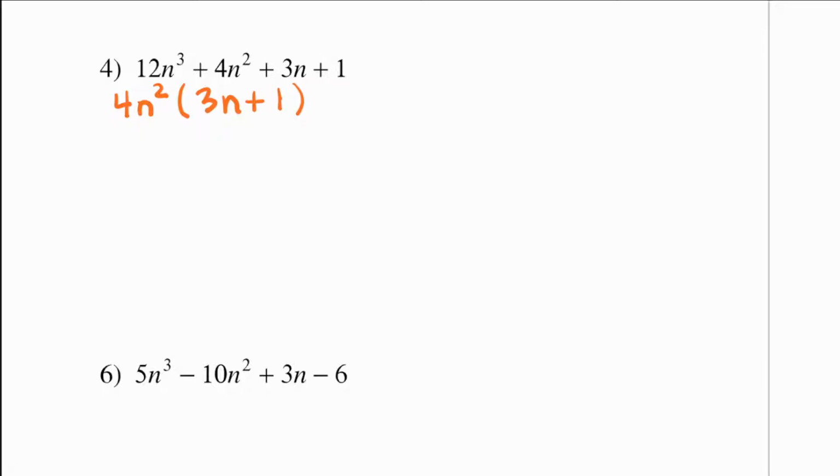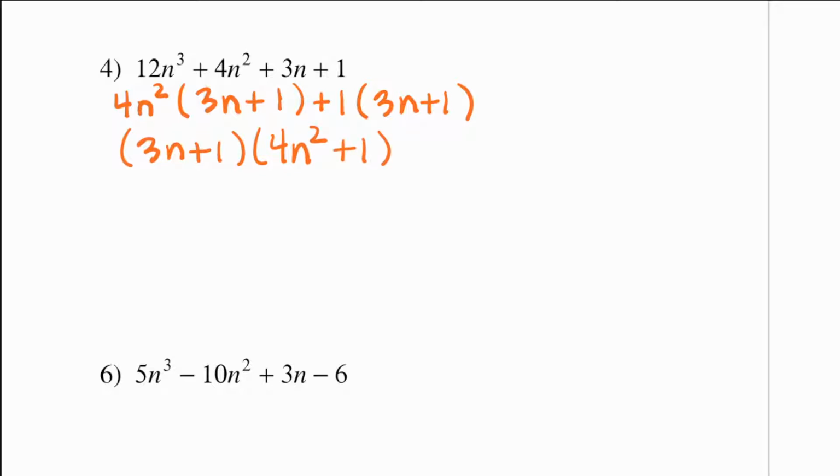Okay, and then over here I also have 3n plus 1. There's nothing common there, so I'm going to factor out a 1. I factor out the 3n plus 1 because it's common to both things that I'm adding together. And I'm left with 4n squared and a positive 1. And 4n squared plus 1 is not something I can factor, so I know that I'm done here.